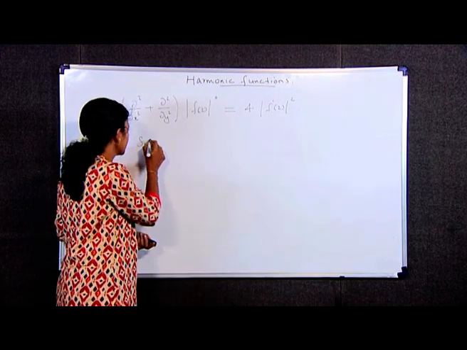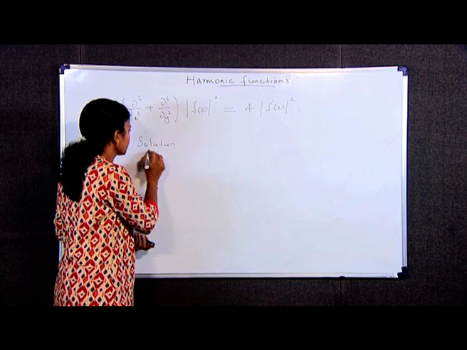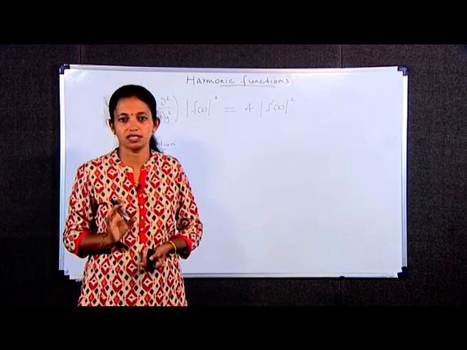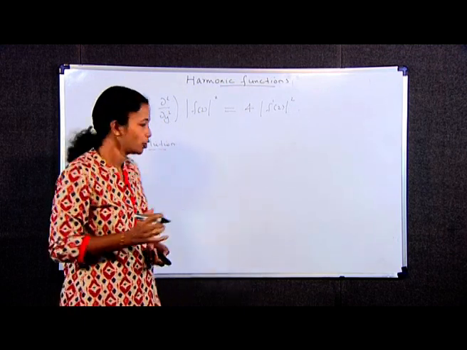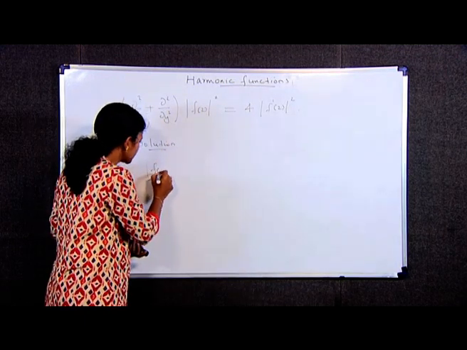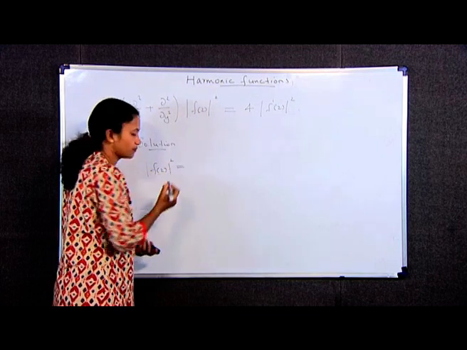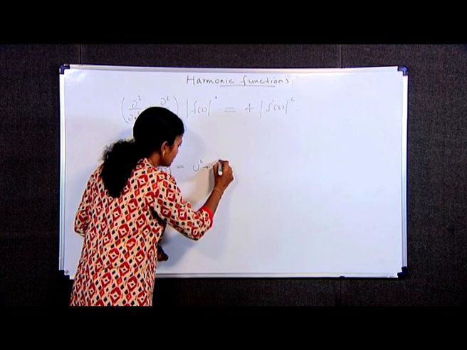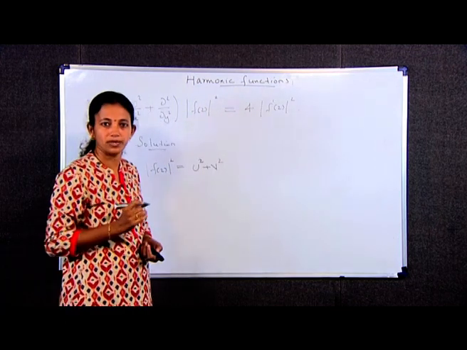Solution follows. Let f(z) = u(x,y) + i v(x,y), as usual. Then |f(z)|² is equal to u² + v².